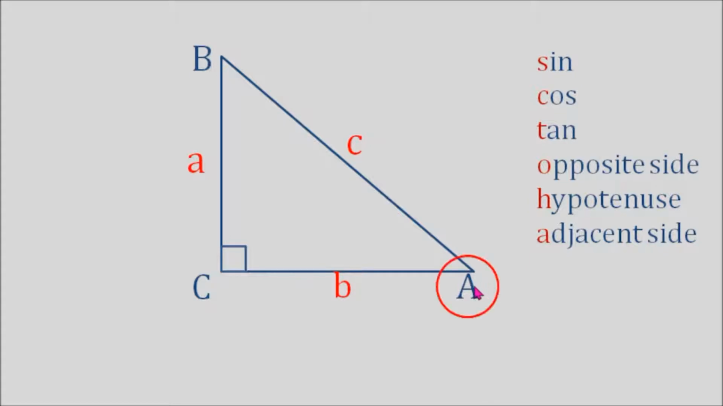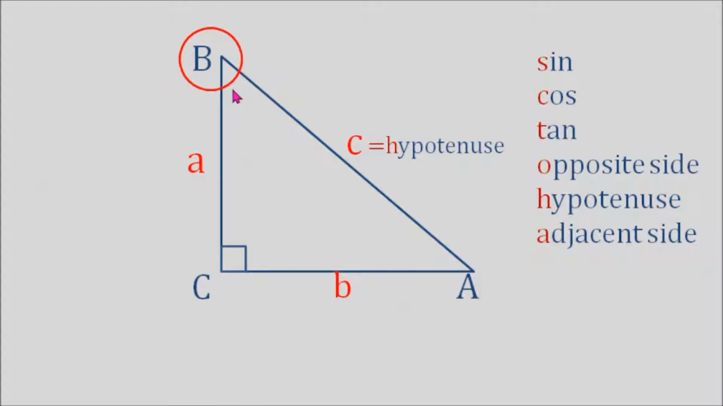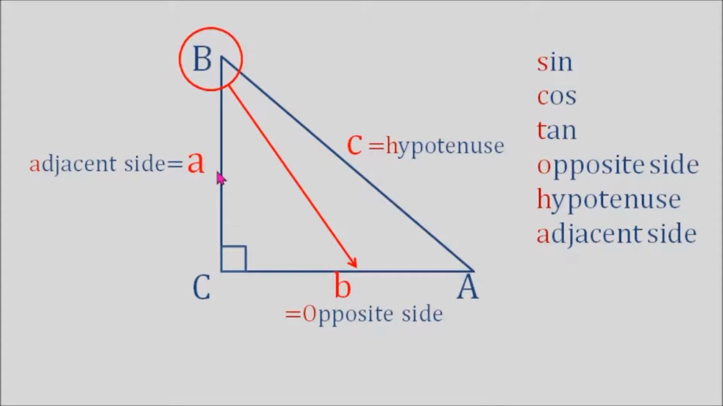In reference to angle A, side A is the opposite side. The longest side is called the hypotenuse, and the side next to angle A that is not the hypotenuse is the adjacent side. In reference to angle B, side B is the opposite side. The hypotenuse does not change, and the side next to angle B that is not the hypotenuse is the adjacent side.